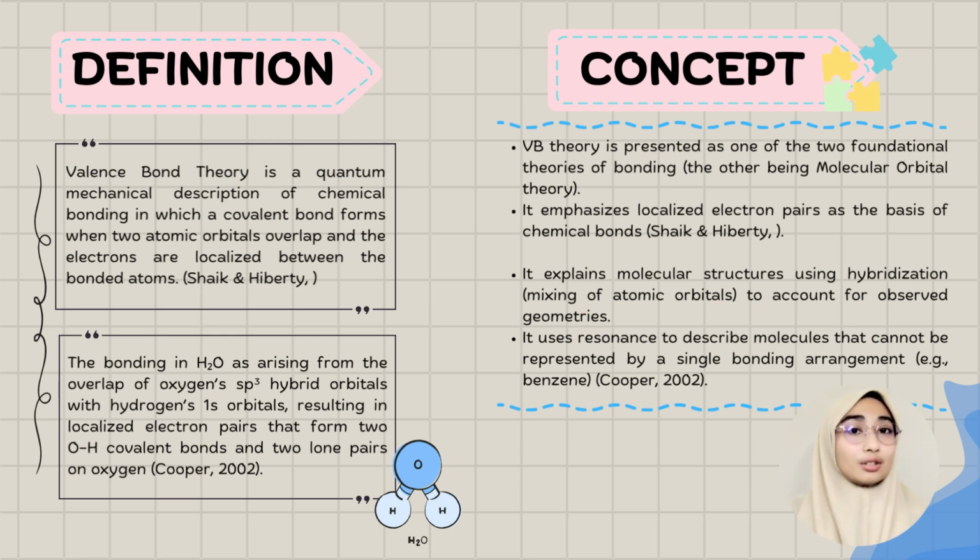Now, we look at the concept of valence bond theory. Valence bond theory is presented as one of the two foundational theories of bonding, the other being molecular orbital theory. It emphasizes localized electron pairs as the basis of chemical bonds. Next, it explains molecular structure using hybridization, the mixing of atomic orbitals to account for observed geometries. It uses resonance to describe molecules that cannot be represented by a single bonding arrangement.